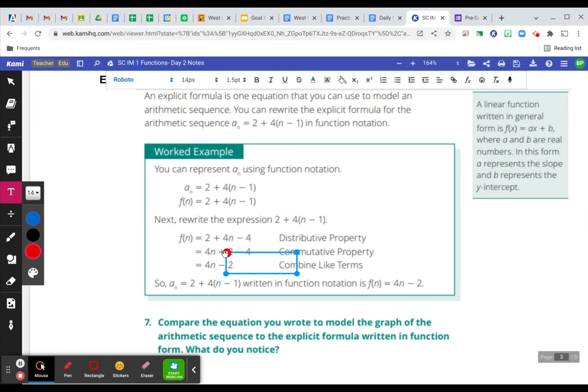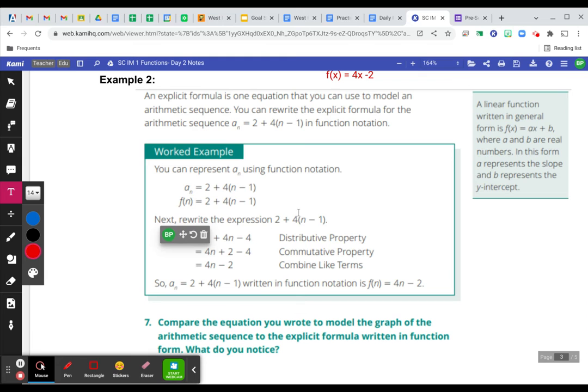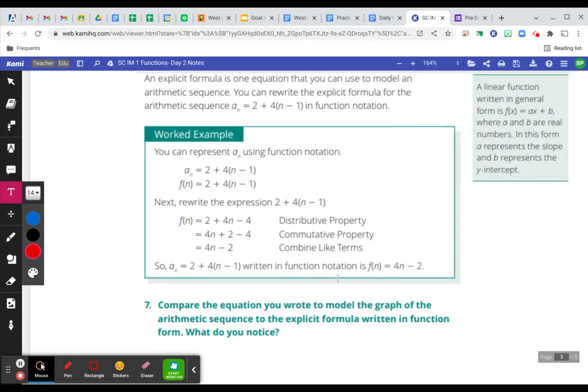Now, the process is pretty simple. You just distribute the 4, okay? You just distribute the 4, so you have 2 plus 4n minus 4. Basically, they just reordered their terms here and then combined like terms, and they have 4n minus 2. So basically what we have here is this explicit arithmetic is the same as slope-intercept form.